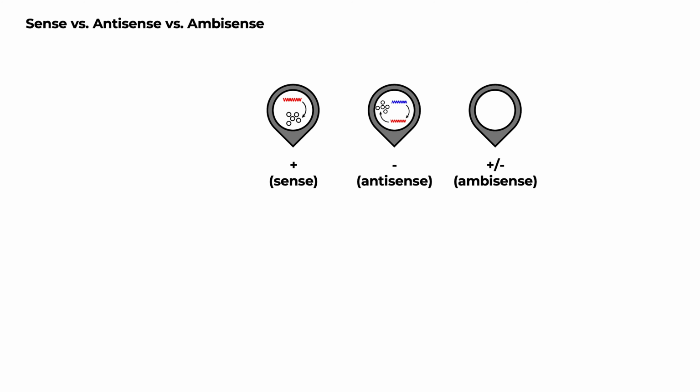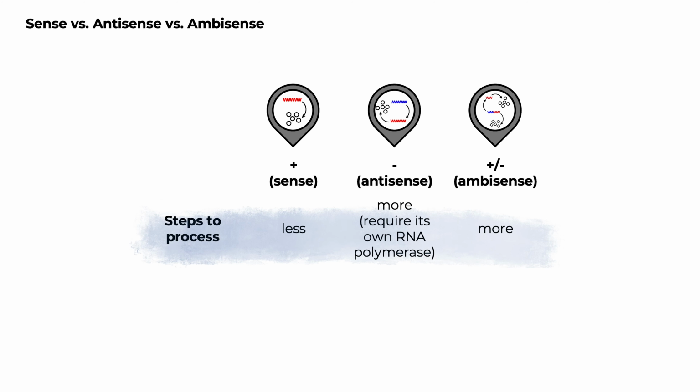Last but not least, ambisense means that that strand of genetic material will have a sense and an antisense strand embedded within it. So what are the advantages and what are the differences? First and foremost, like what we have described, a sense strand, since it can be used immediately, will require less processing as compared to the antisense strand.